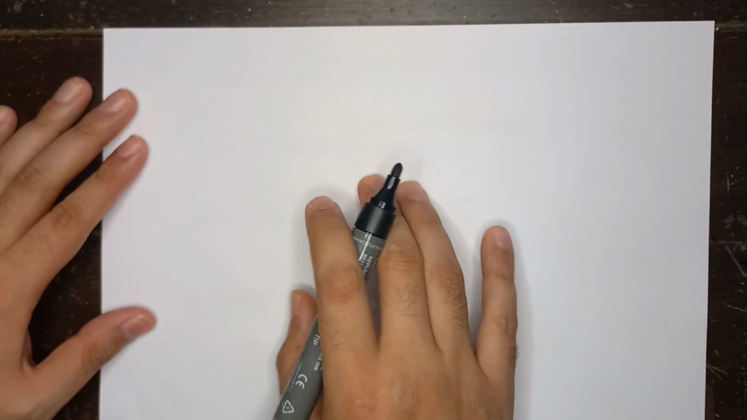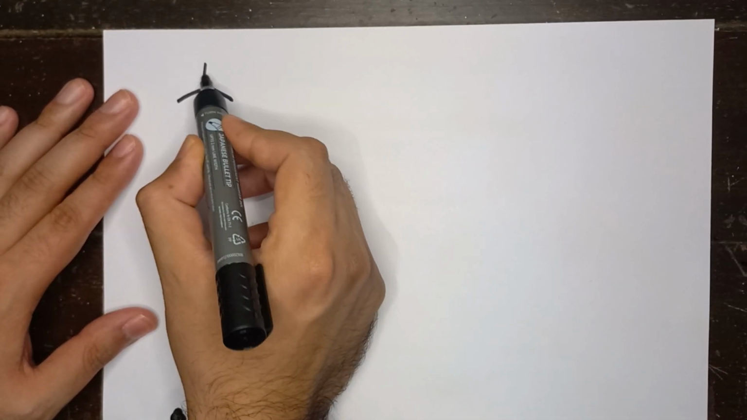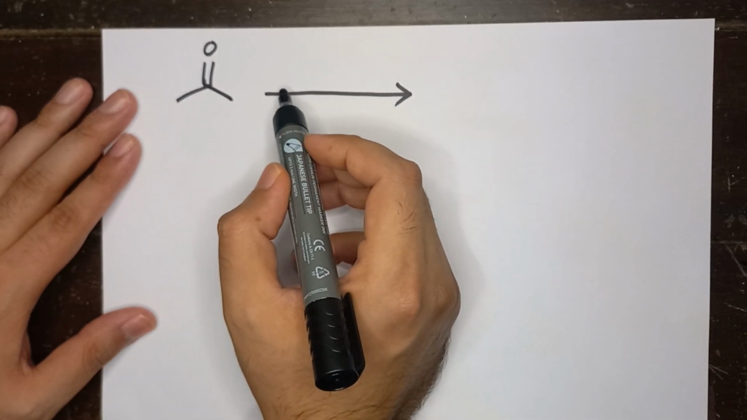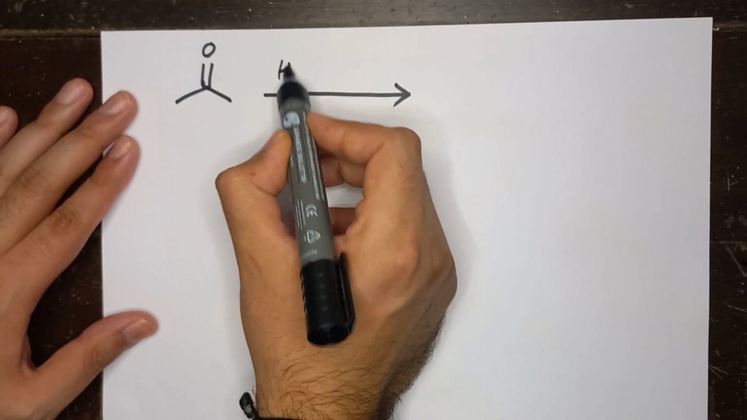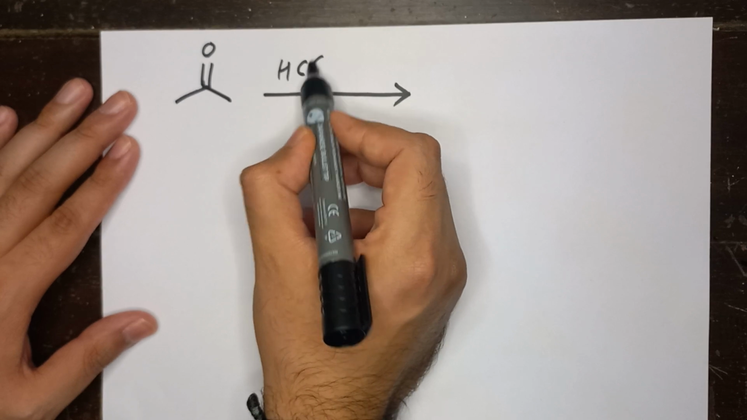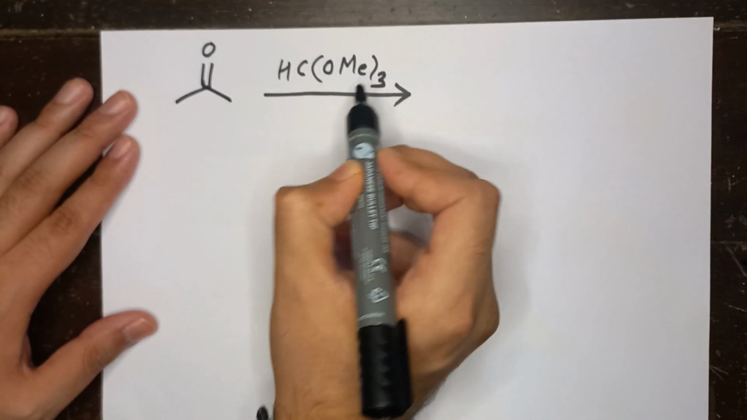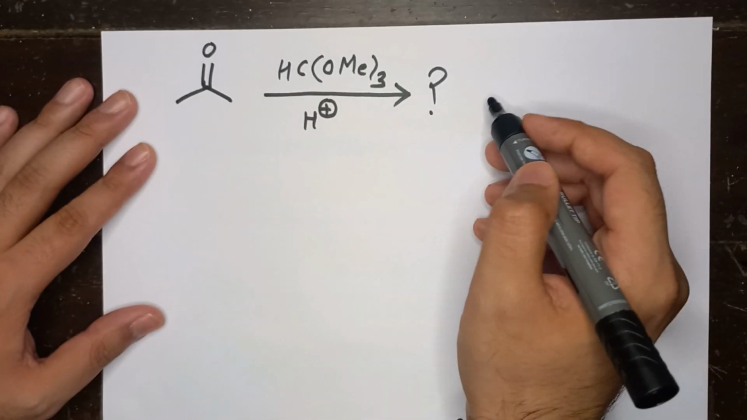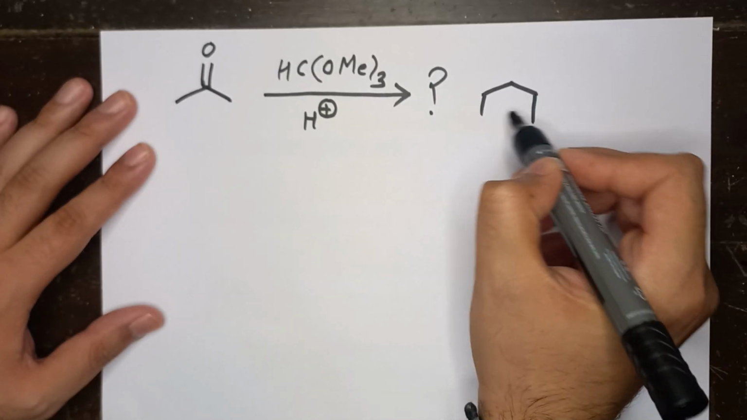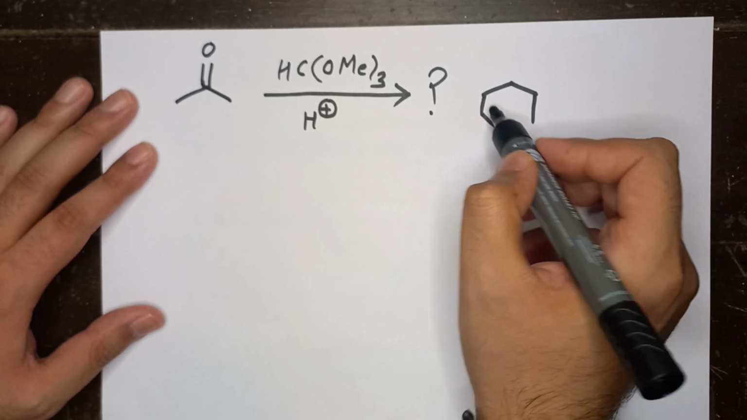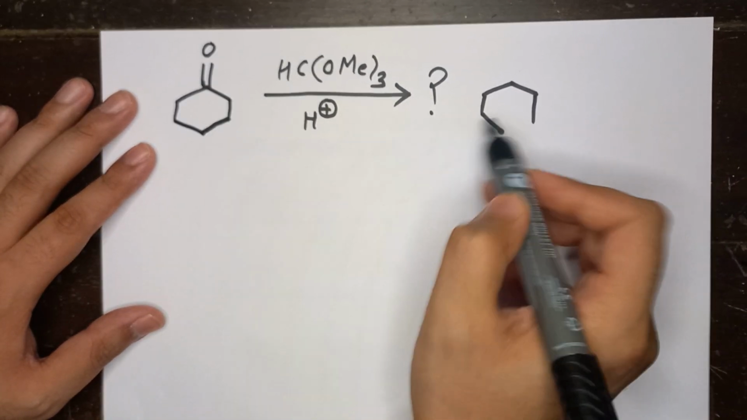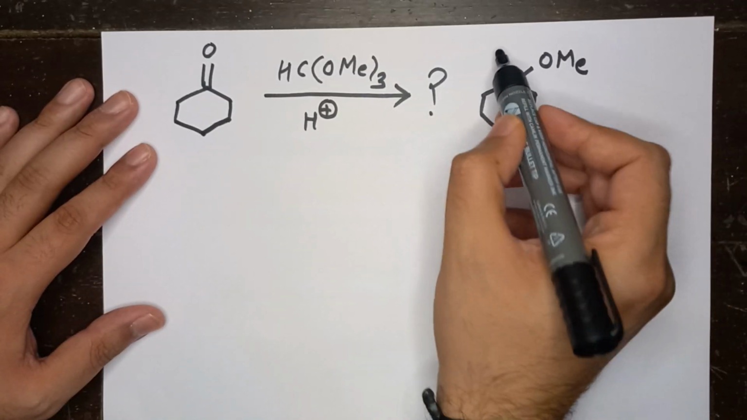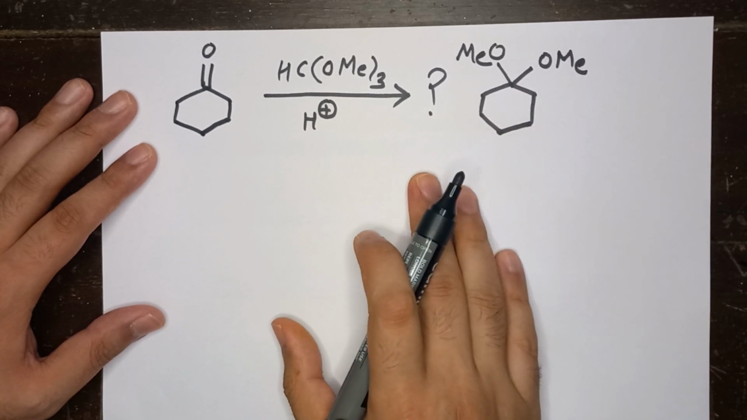Okay, so here is a question for you. We have a starting material, acetone, and I am reacting it with trimethyl orthoformate, which can be written as HC(OMe)3, in presence of H plus ions. So what is the product? Let me give you the product and you can try out the mechanism for this reaction. Let me draw it as a cyclohexane. So it is a cyclohexanone. Okay, so this is the product.